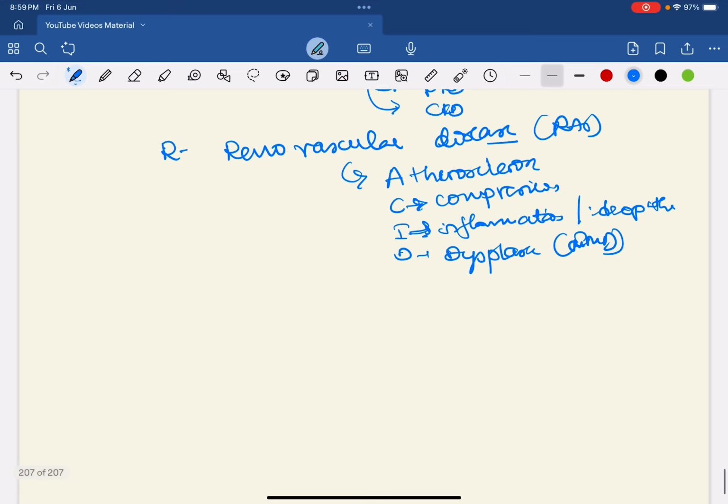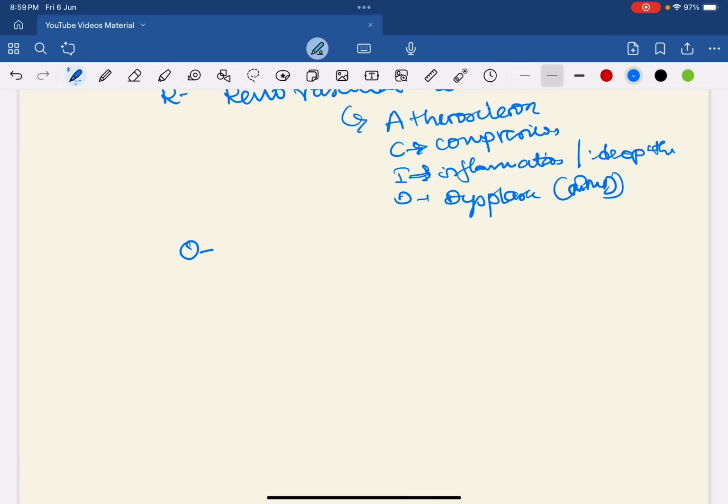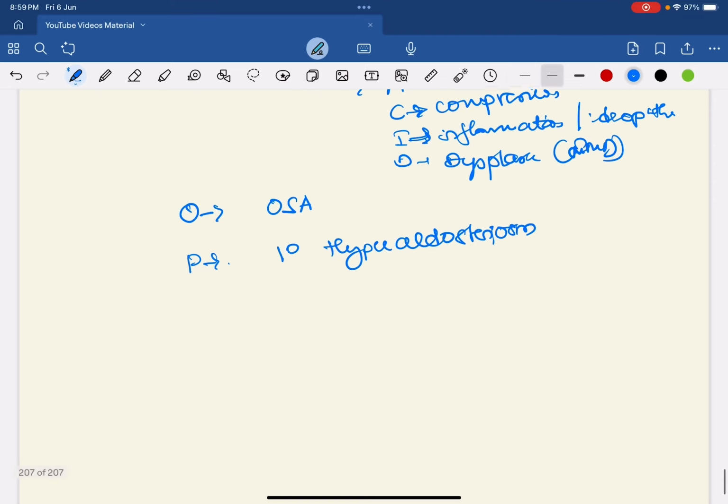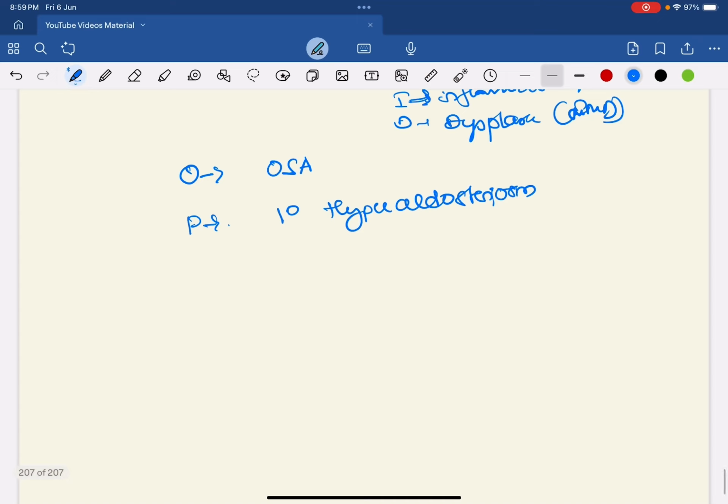Then in the mnemonic, O stands for obstructive sleep apnea, which is one of the most common causes of secondary hypertension. P stands for primary hyperaldosteronism, Conn syndrome, which causes sodium and water reabsorption, so volume dependent secondary hypertension.